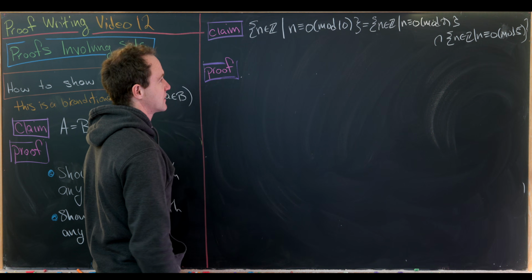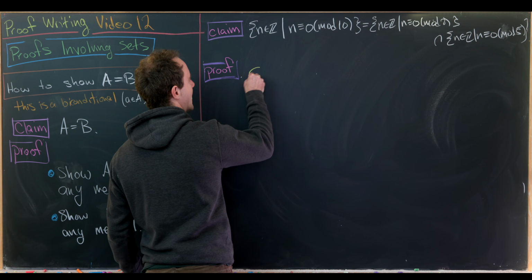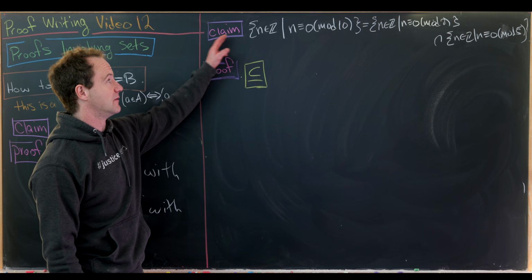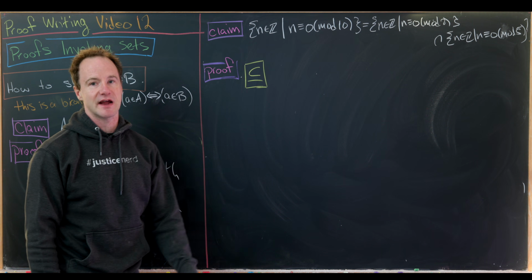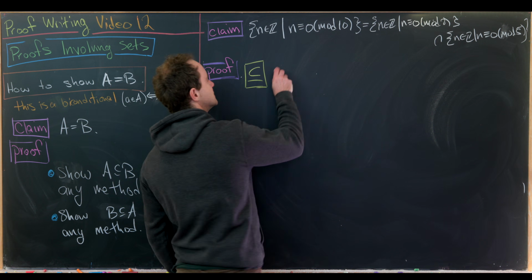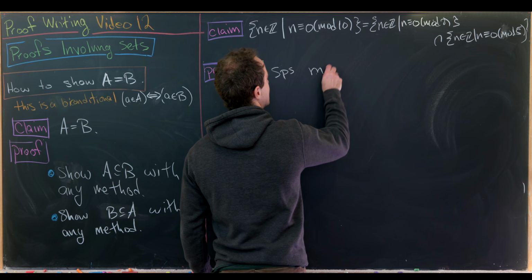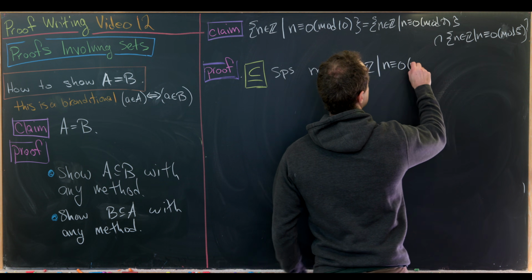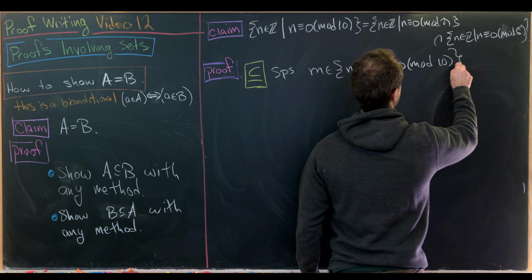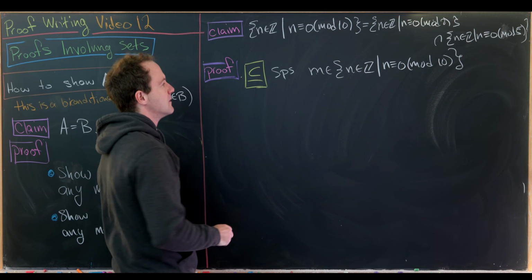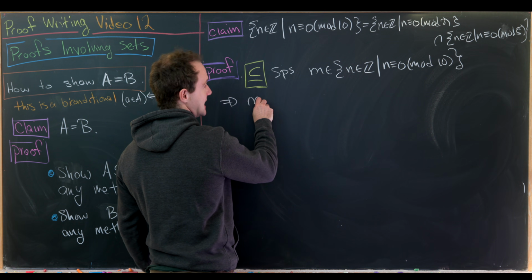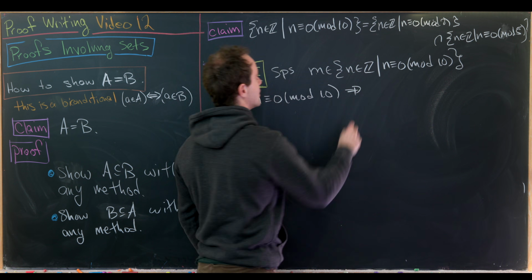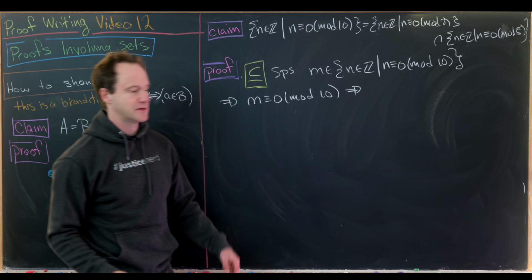And just to say which direction we're doing first, I'll indicate that with a subset symbol in a box. So this means we're going to start with an element of the left-hand side and show it's an element of the right-hand side, and then we'll reverse that. So let's suppose that m is an element of the set of all integers that are congruent to 0 mod 10. Okay, great. But what does that mean? That means that m is 0 mod 10, but being 0 mod 10 means that you're a multiple of 10.